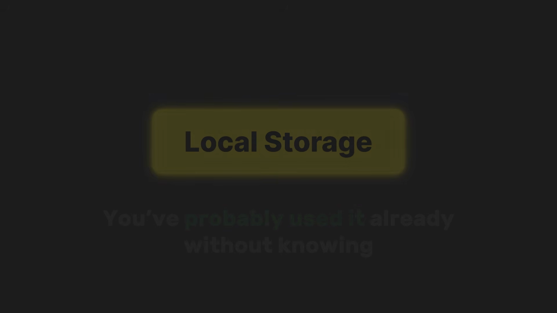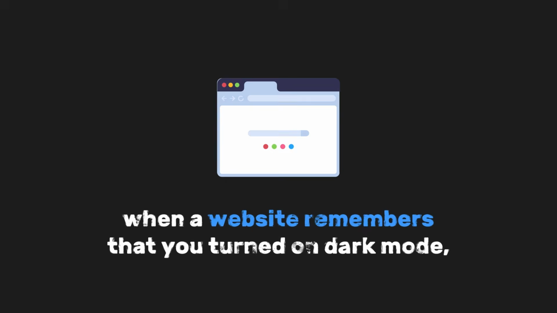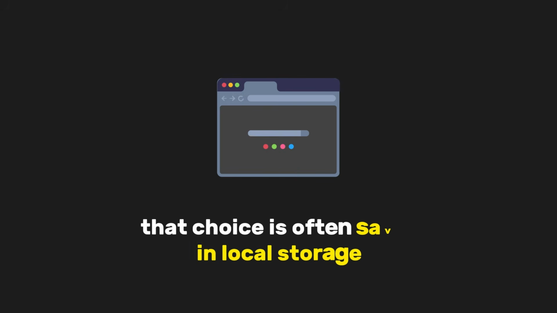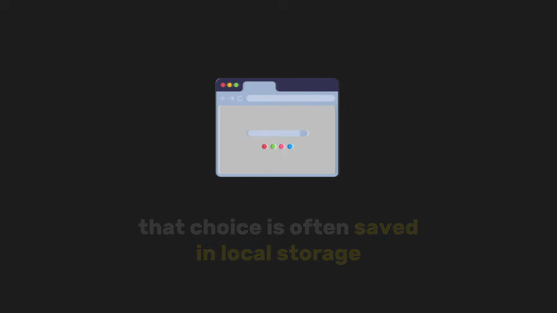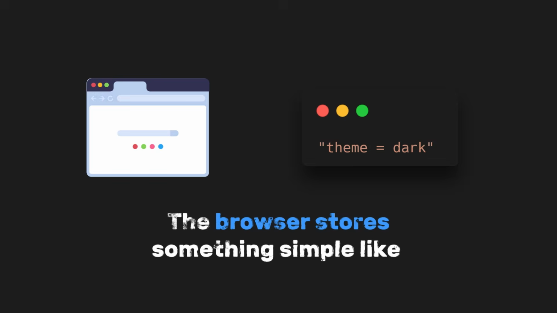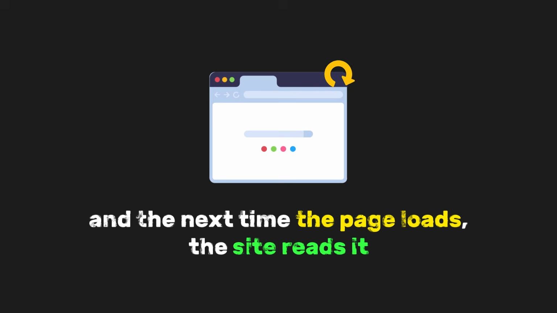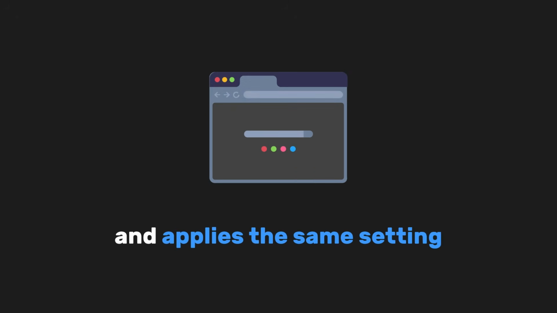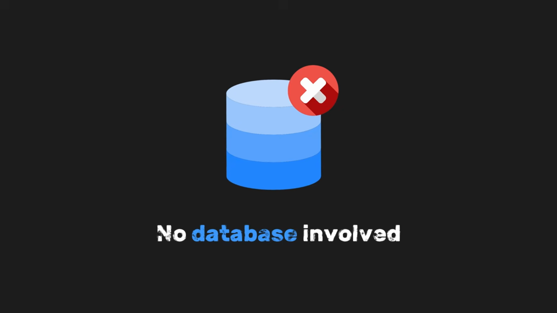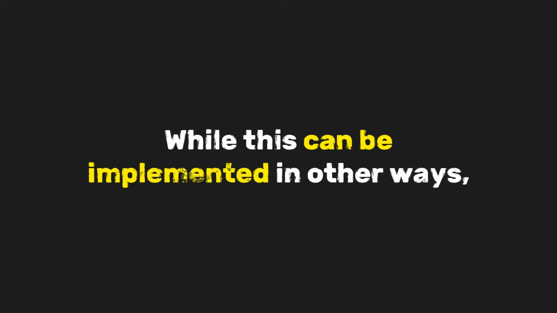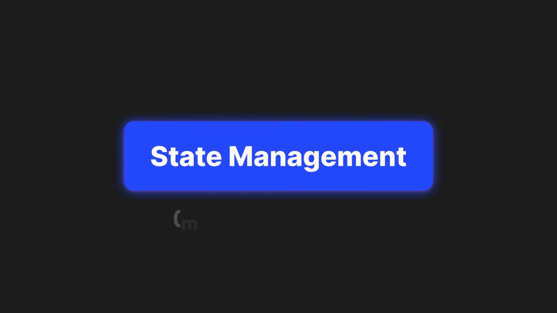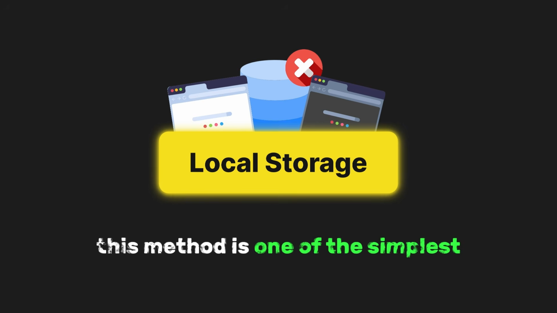Local storage. You've probably used it already without knowing. For example, when a website remembers that you turned on dark mode, that choice is often saved in local storage. The browser stores something simple like theme equals dark, and the next time the page loads, the site reads it and applies the same setting. No database involved. While this can be implemented in other ways, such as state management, more advanced stuff, this method is one of the simplest.